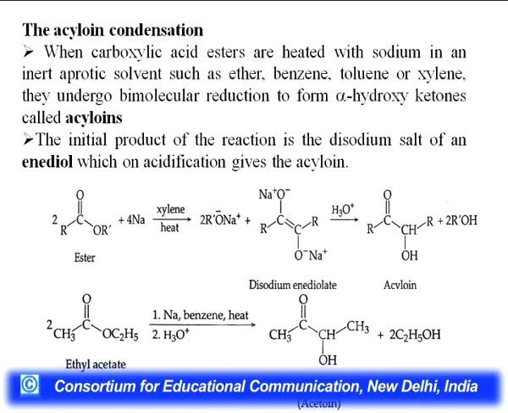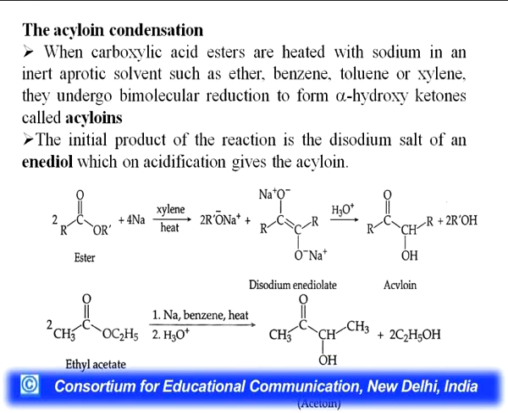Next is the acyloin condensation. When carboxylic acid esters are heated with sodium in an inert aprotic solvent such as ether, benzene, toluene or xylene, they undergo bimolecular reduction to form alpha hydroxy ketones, which are known as acyloins. The initial product of the reaction is the sodium salt of an enediol, which on acidification gives the acyloin.